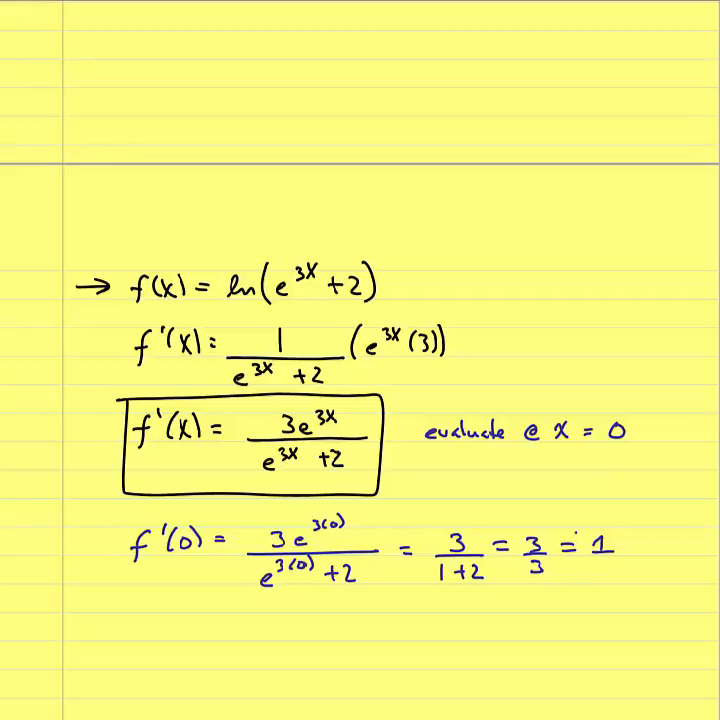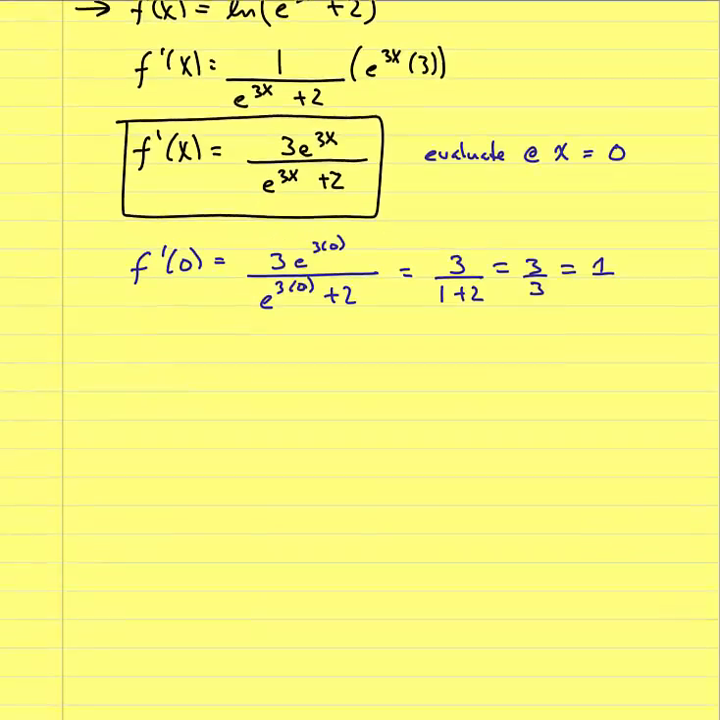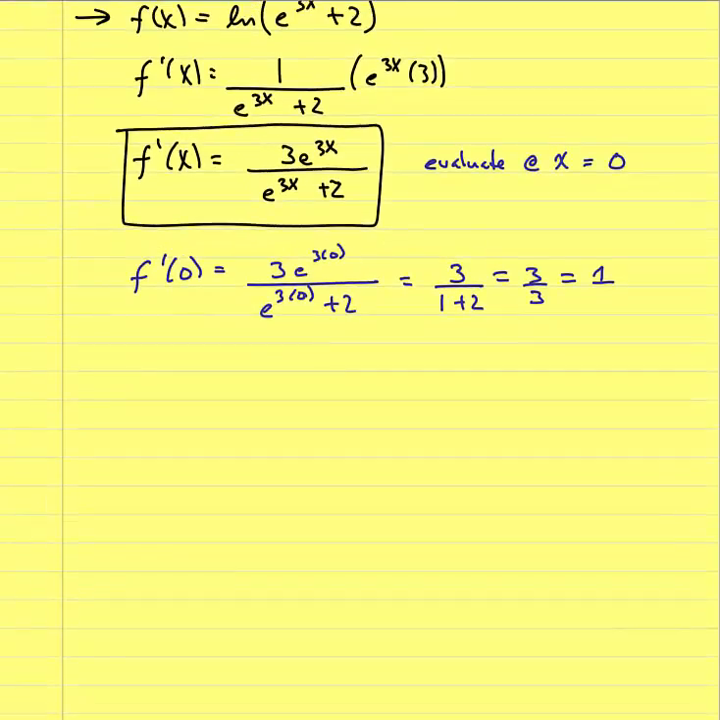Now you could also come back here and find the y value by plugging in. E to the 0 is 1. 1 plus 2 is 3. So the y value would be the natural log of 3. So you could actually write an equation of the tangent line as well. Let's look at another one. Let's evaluate at x equal, let's do something interesting here, the natural log of 4.